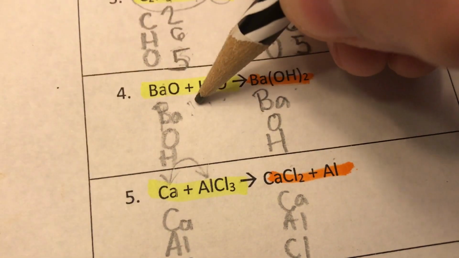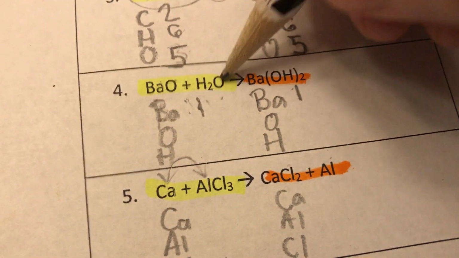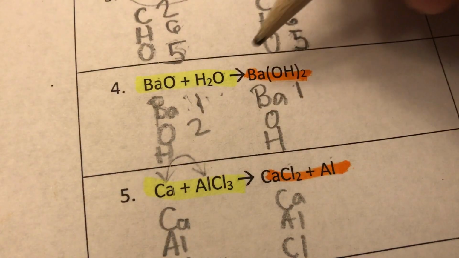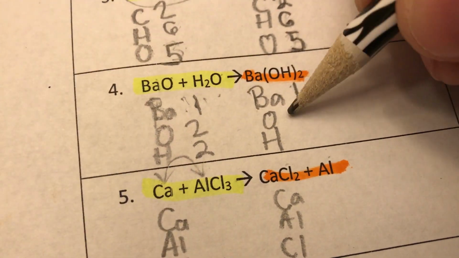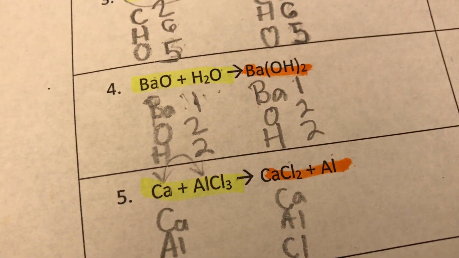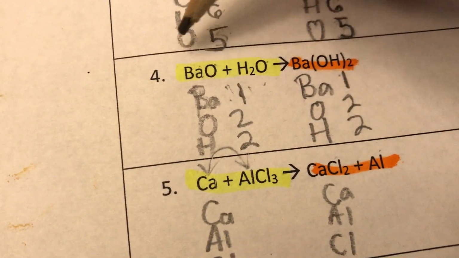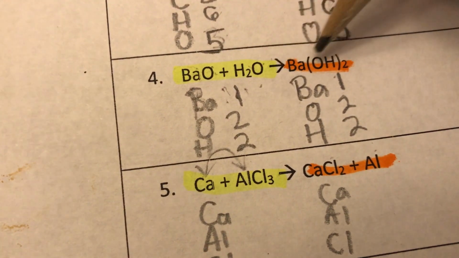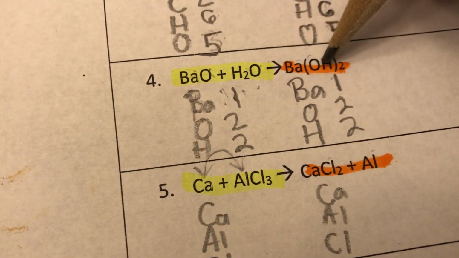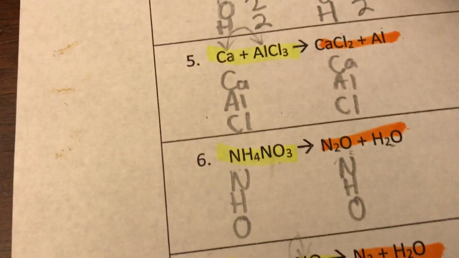So we've got 1 barium and 1 barium. Oh, that's nice. 1 oxygen, 2 oxygens, 2 oxygens, 2 hydrogens. Okay, so the balanced equation is BaO plus H2O gets you Ba(OH)2. That one was balanced for us.